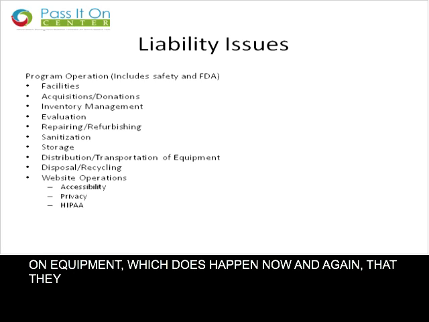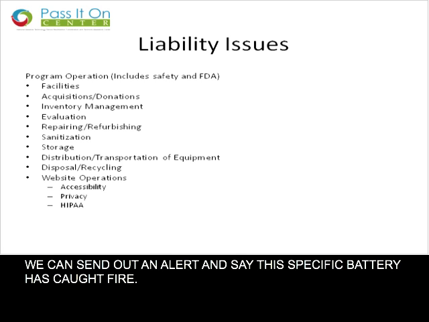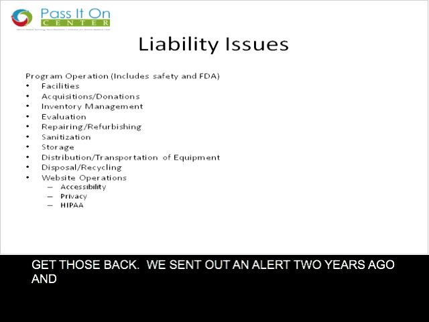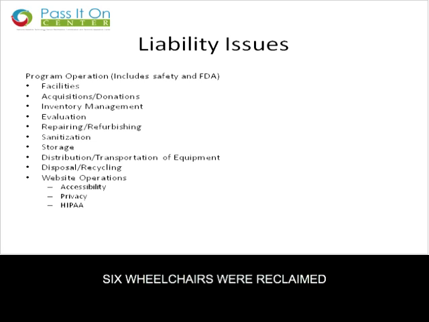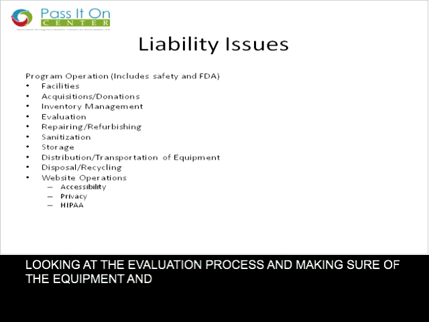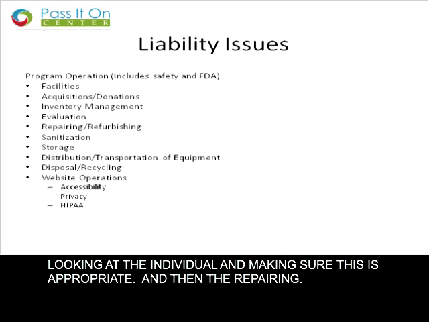How are you tracking your inventory and making sure that you have an inventory management system, so that you know if there is a recall on equipment, which does happen every now and again? We're signed up on a recall list and we get alerts from the FDA and other groups, so we can send out an alert and say, hey everybody, this specific battery has caught fire, which is actually a true thing in this specific type of wheelchair. So get those back. Sure enough, we sent an alert maybe 2 years ago, and 6 wheelchairs were reclaimed in different states. They had gone through the reuse programs, and people were able to get those back and replace it with another wheelchair, which was great.